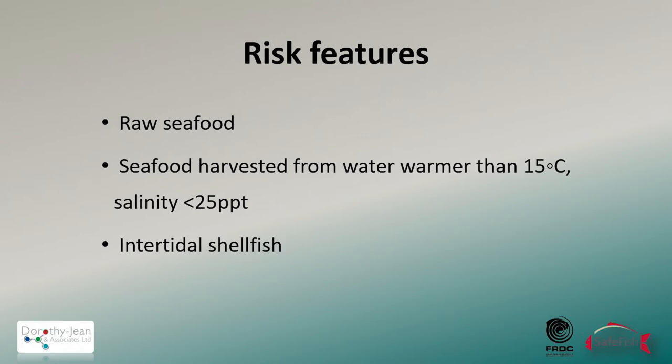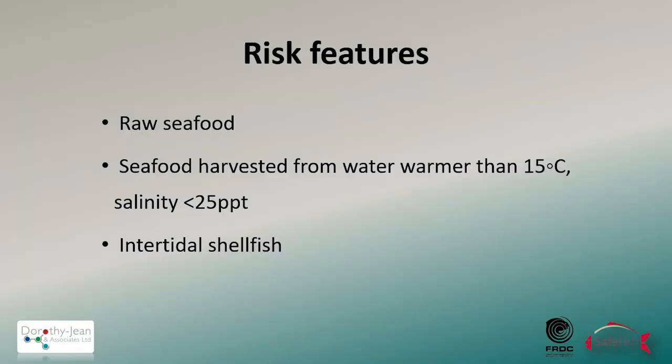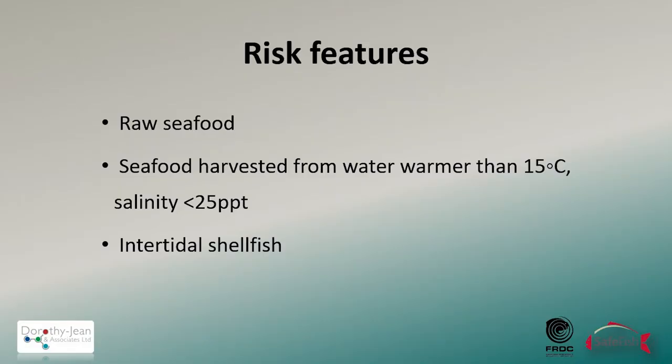VP, as I mentioned, is in tropical and temperate waters, but we don't normally see human VP illnesses when the seawater temperature is less than 15 degrees, because the VP are becoming less predominant in the seawater and are hunkering down into the silts to hibernate for winter. They're also normally more associated with brackish water. It's unusual to get them in high numbers in very oceanic salty waters, like waters above 33 parts per thousand. And intertidal shellfish is a risk feature, and I'll explain more about why that's the case as we go along.